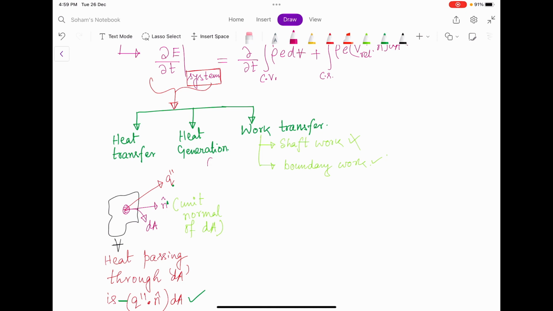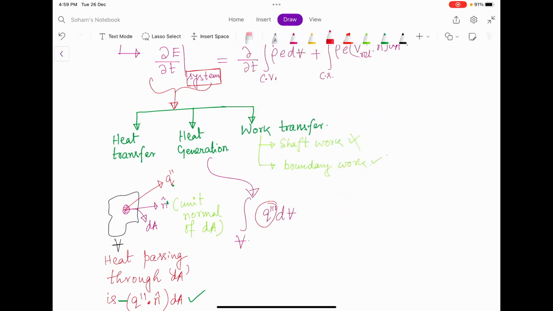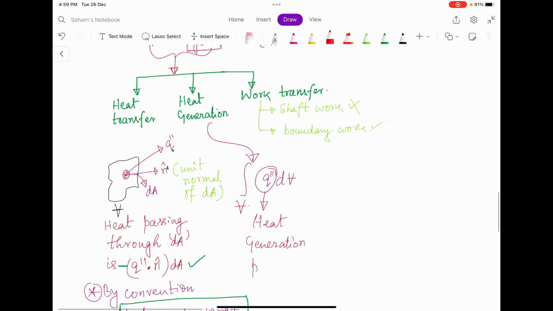Now this heat generation is pretty simple. If q triple dot is the heat generation rate per unit volume, then this is this. Just for the sake of completeness I will write that this is the heat generation per unit volume.